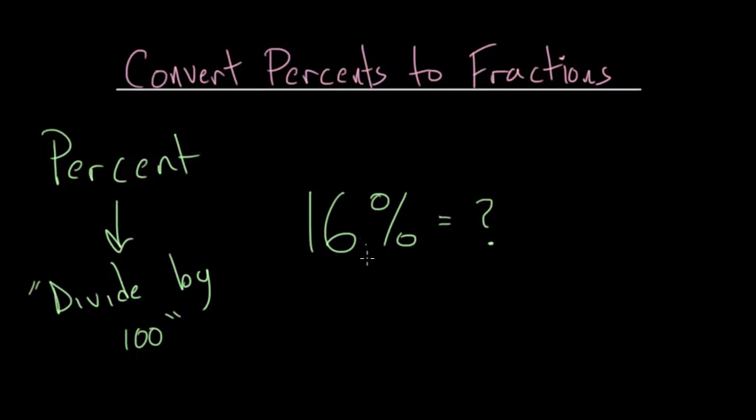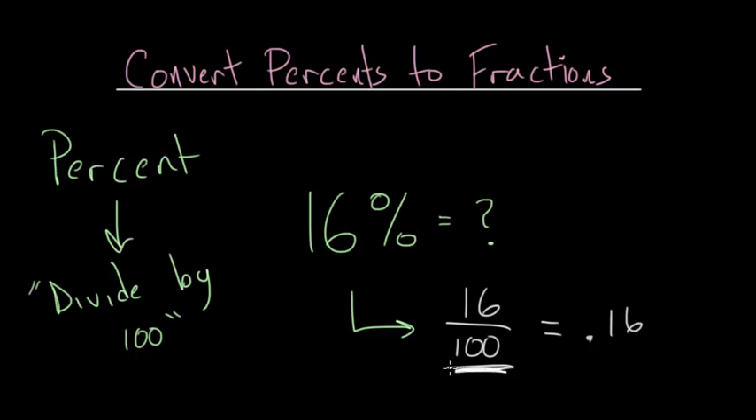So when you see 16%, you can immediately just rewrite this as 16 divided by 100. So replacing the percent symbol with division by 100. So 16% is just 16 over 100. Or in the video when we converted percents to decimals, this is just 16 hundredths, which is 0.16. But for this video, we want to focus mainly on the fraction and then just simplifying it.